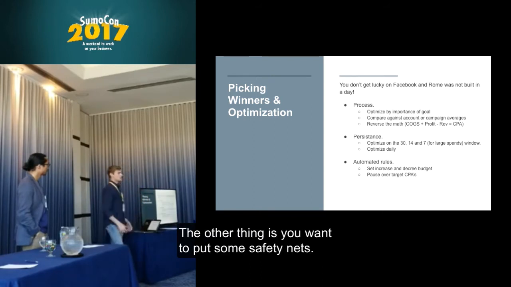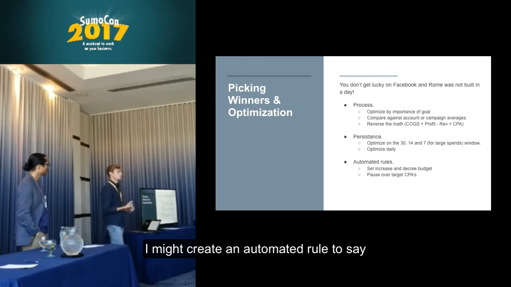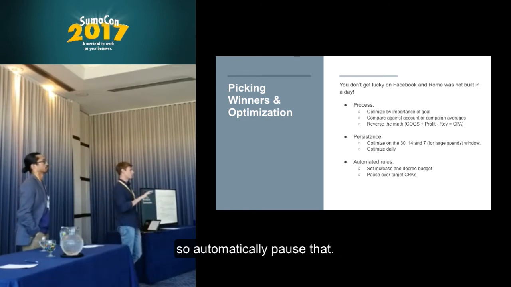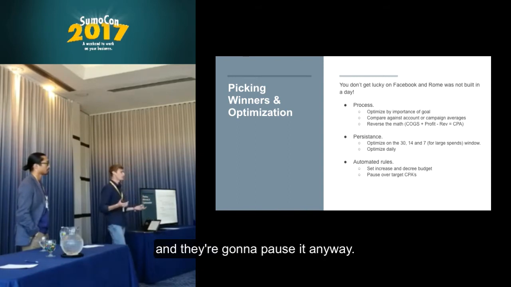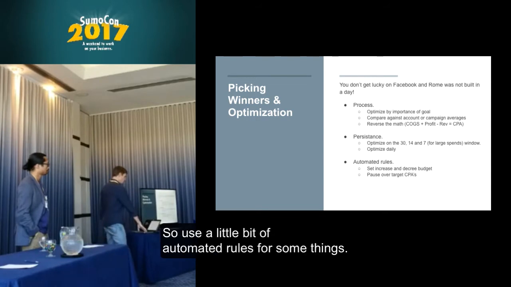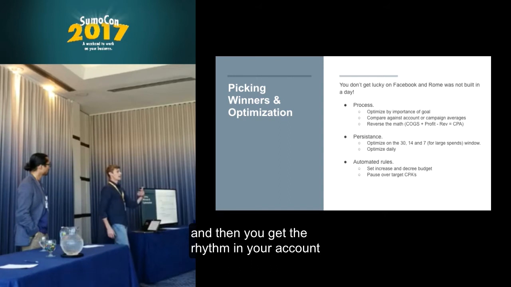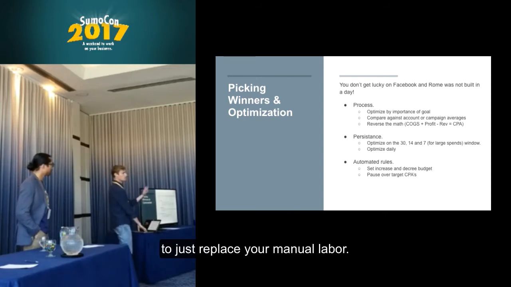The other thing is you want to set some safety nets. So going back up to our $4 example, I might create an automated rule to say any ad that's at an $8 CPA, I don't want to run that anymore, so automatically pause that. So in case I've accidentally missed that, Facebook's got my back and they're going to pause it anyway. So use a little bit of automated rules for some things. If you find that it's too complicated, you can start off doing it manually, and then you get the rhythm in your account, you'll understand how the account works, and then you can start creating rules to just replace your manual labor.